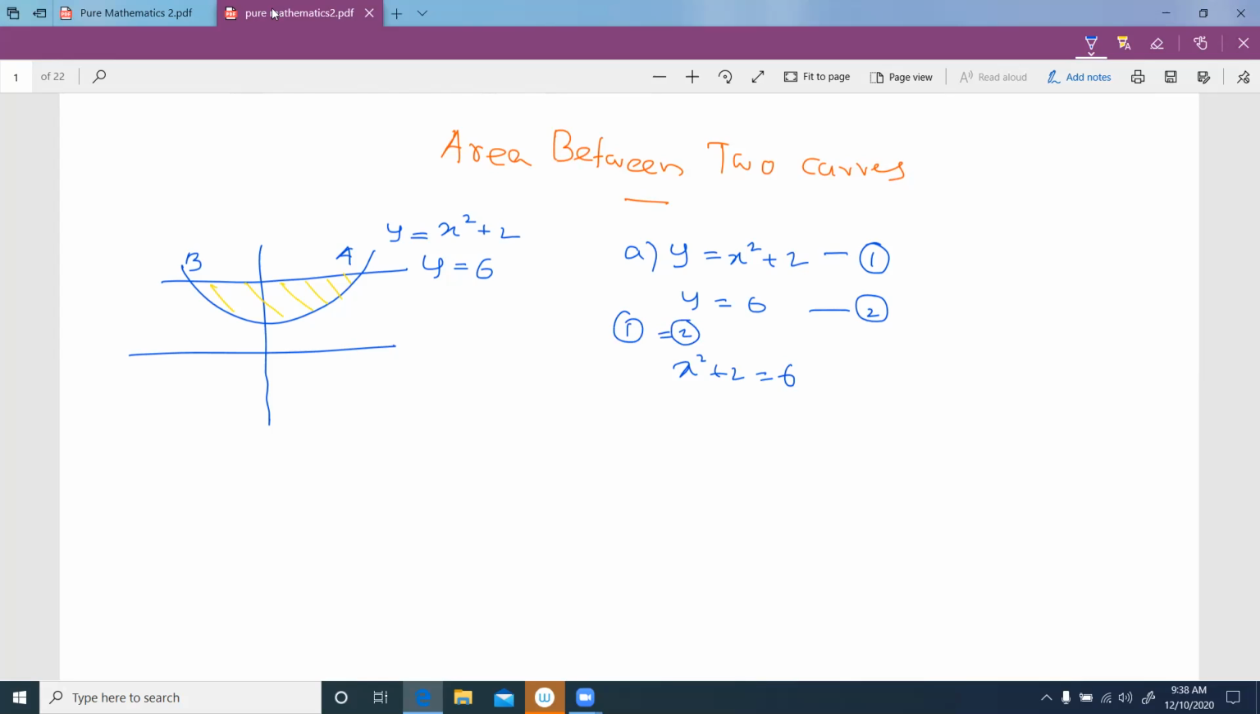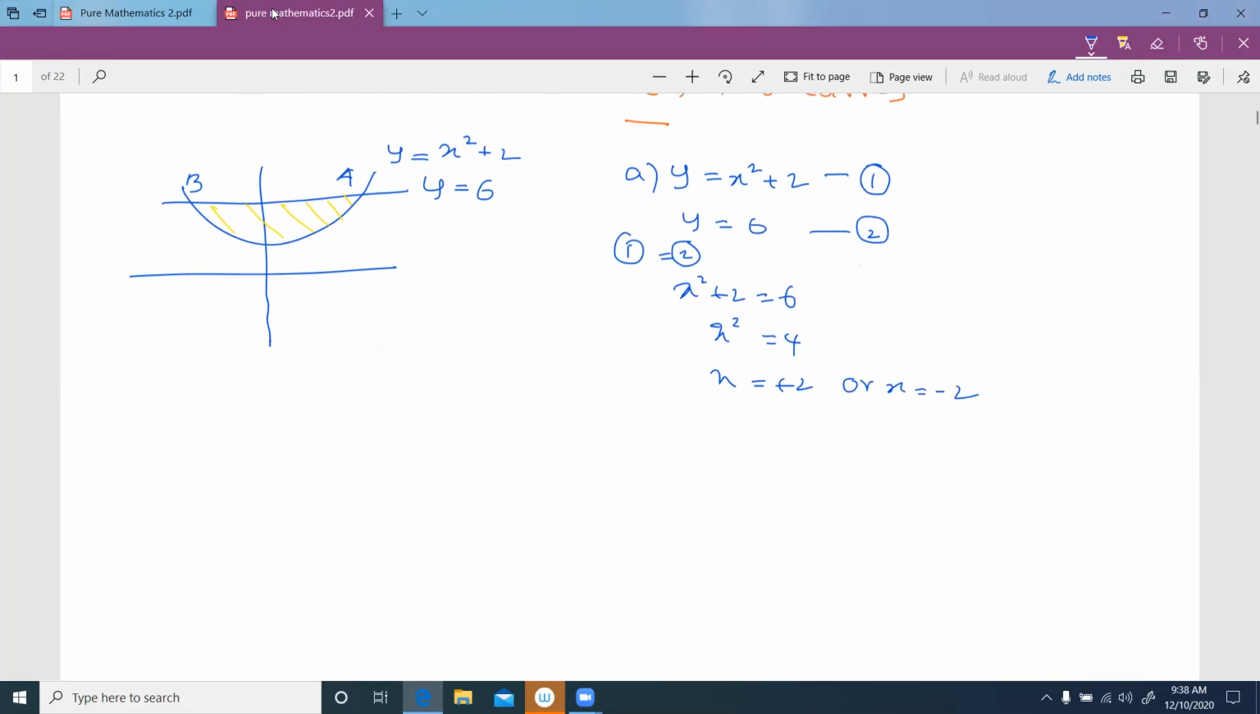Therefore x squared equals 4. Therefore x becomes plus 2 or x becomes minus 2. That's a fact we have to understand. So here this is minus 2, sorry, and this is plus 2, right?